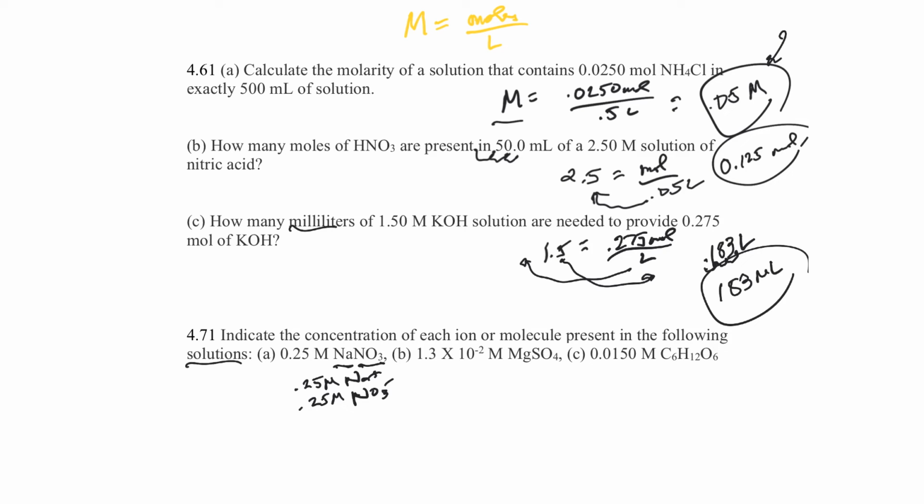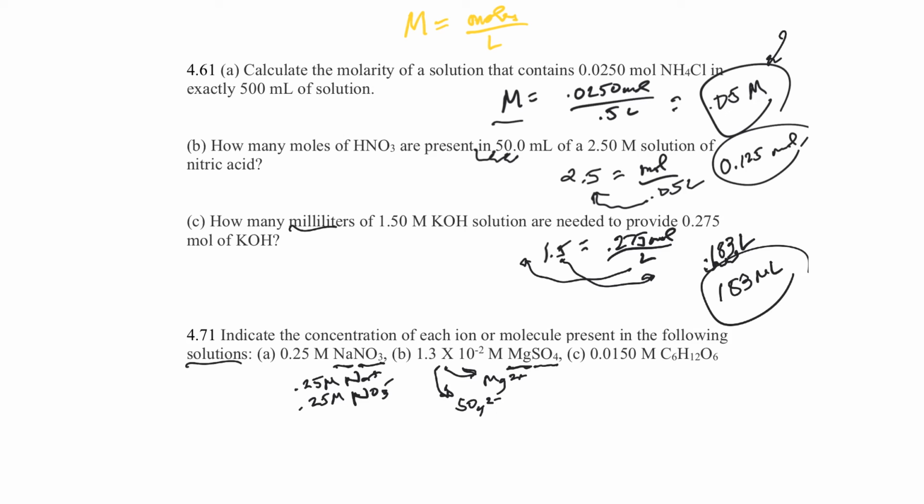Okay. All right, B, 1.3 times 10 to the negative 2 molar magnesium sulfate. Well, magnesium is in group 2, so that's positive 2. Sulfate is negative 2, so it's a 1-to-1 relationship. That means it's the same. I'm going to have 1.3 times 10 to the negative 2 molar magnesium, 2 plus, and sulfate, 2 minus. Okay, exactly the same. Last one, 0.015 molar sucrose, that's sugar.